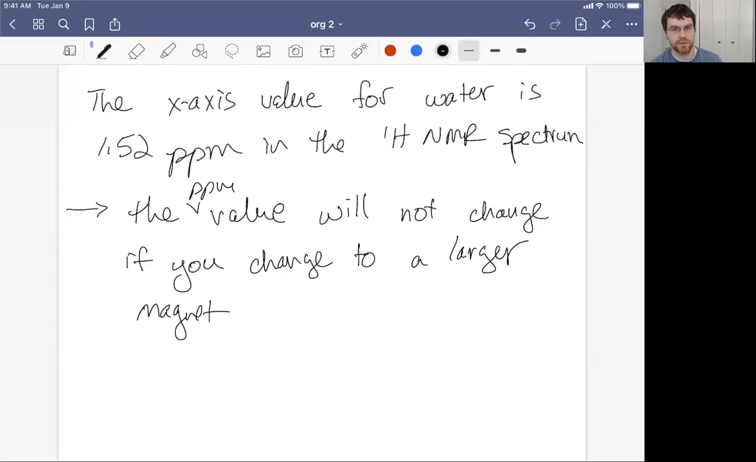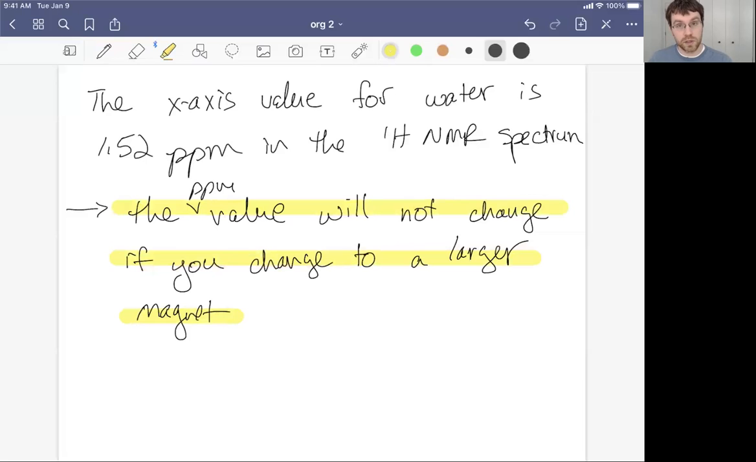Now, for a lot of instrument types, a lot of other analytical techniques, I would have to specify for every measurement that I'm using a 300 megahertz instrument. I would always say that for the sake of getting it out there. But when I report this x-axis value, it turns out that it will not change whether I've got a 300 megahertz NMR or a 500 megahertz NMR. The parts per million value will not change. That's really important to take away. That's another big reason why we use parts per million instead of hertz.